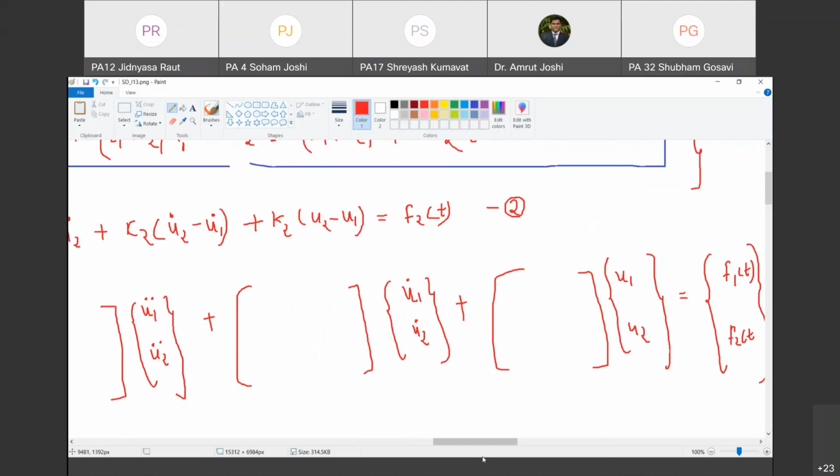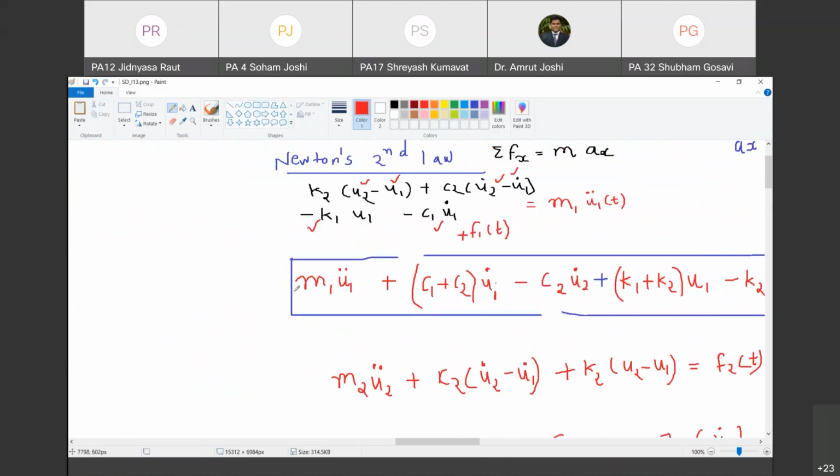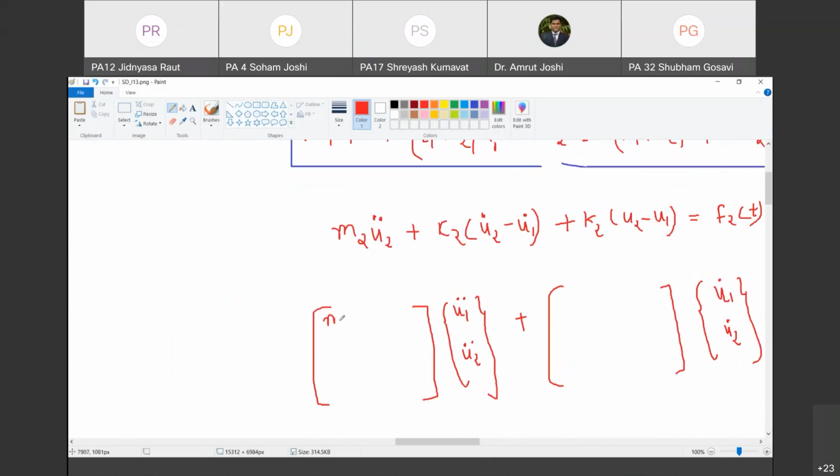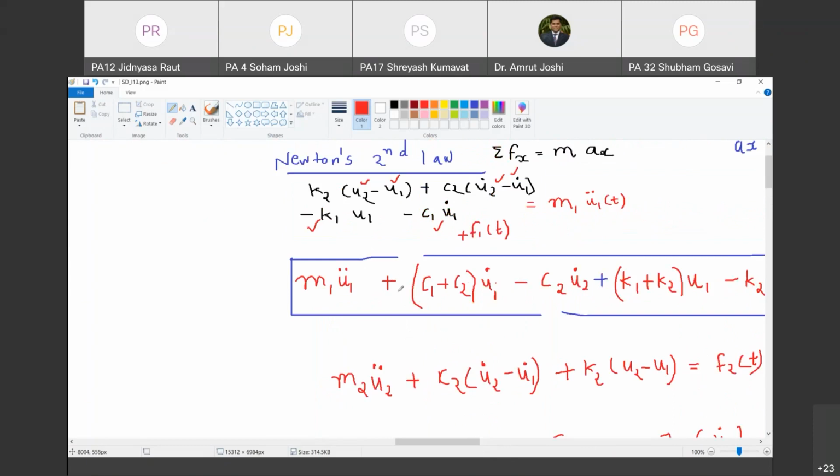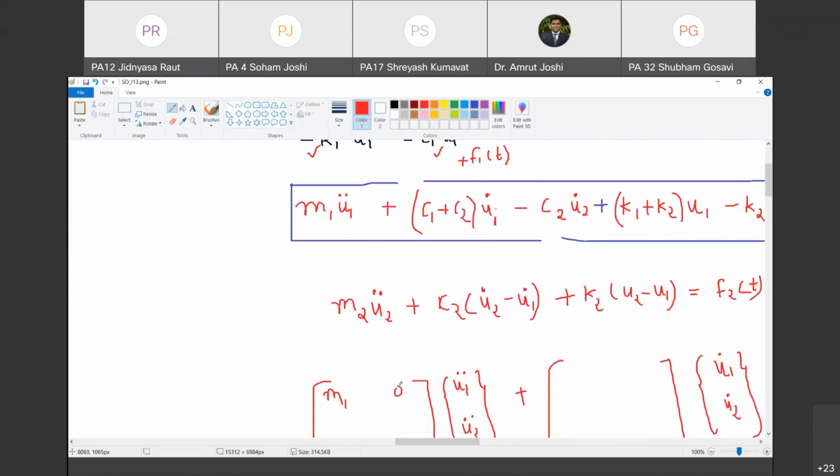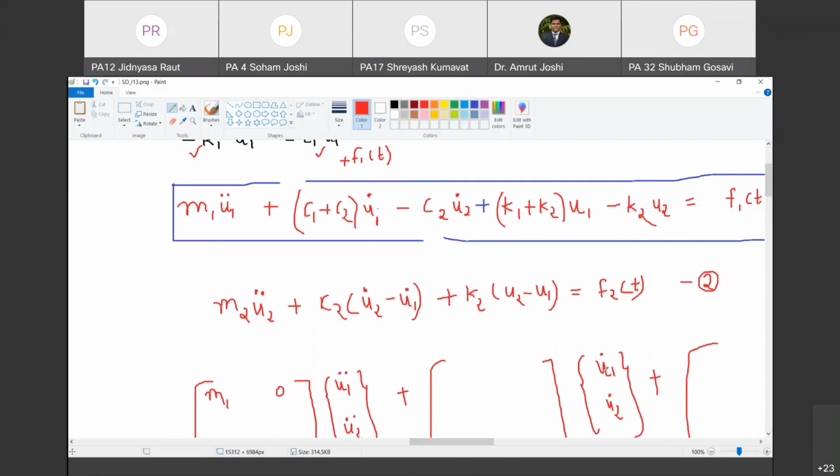Yes, sir. Okay, so we have to write the first equation. So what is the first equation? Tell me. m1 u1 double dot, so it is going to be m1 u1 double dot, then the second element in the second row gets multiplied by u2 double dot. But is there anything of u2 double dot in the first equation? No. So therefore it is m1 into 0. Do you agree with me? Yes, sir. m1 and 0. So m1 u1 double dot plus 0 u2 double dot plus what is the coefficient of u1 dot? The coefficient of u1 dot is c1 plus c2. Do you agree with me? Yes, sir. And what is the coefficient of u2 dot in the first equation? The coefficient of u2 dot in the first equation is minus c2. Happy?